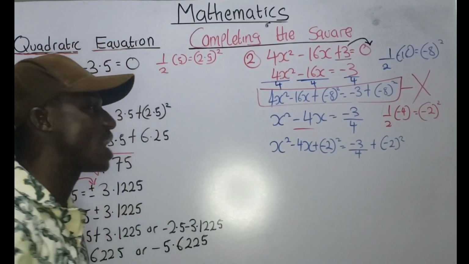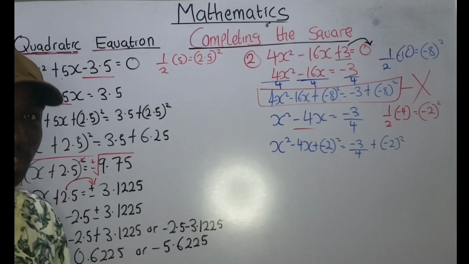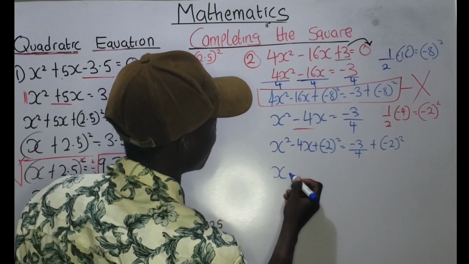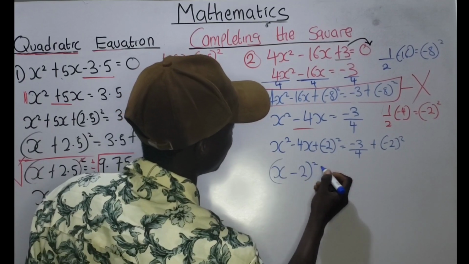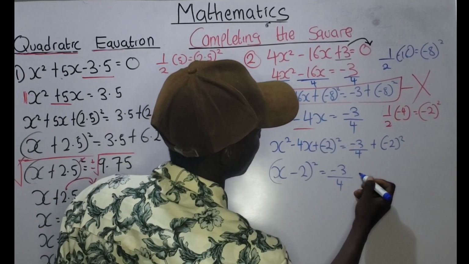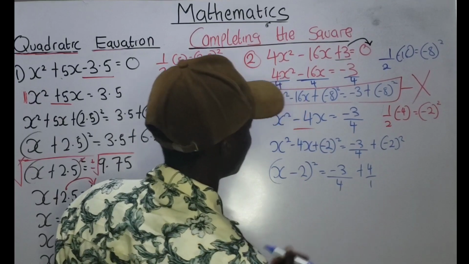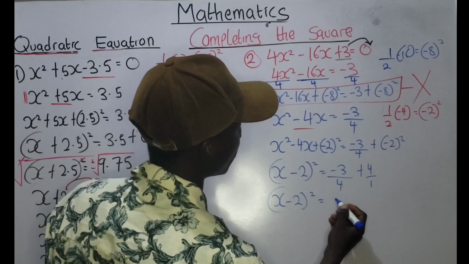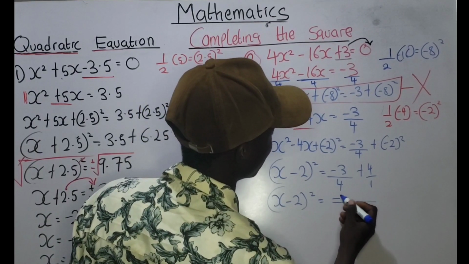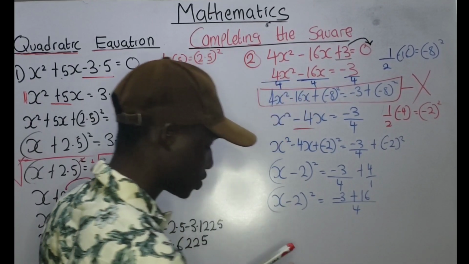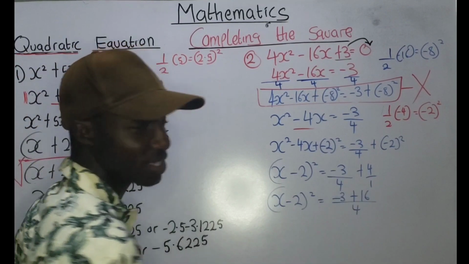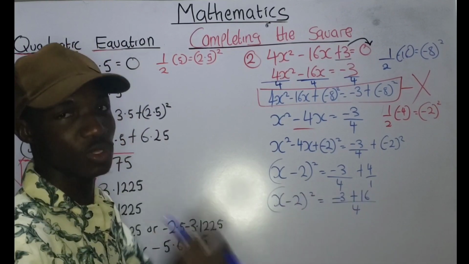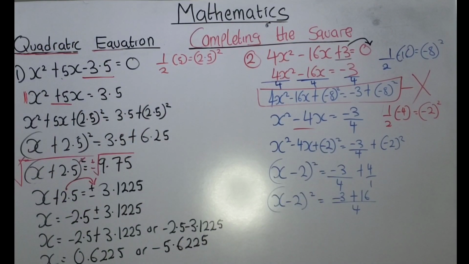Now, the next step is that we are going to rewrite the left-hand side of the equation as a perfect square. You understand? So here I'm going to have x minus 2 squared is equals to negative 3 over 4 plus 4. You understand? Okay? So here I'm going to have x minus 2 squared equals to LCM is 4, negative 3 plus 16. I'm very sure you understood how I got plus 16. I just take the LCM. 4 divided by 4 is 1. 1 times negative 3, negative 3. 4 divided by 1 is what? 4. 4 times 4 is what? Plus 16. Do you understand?